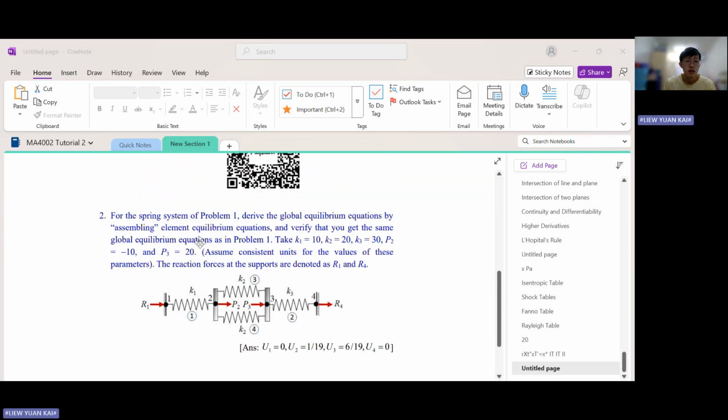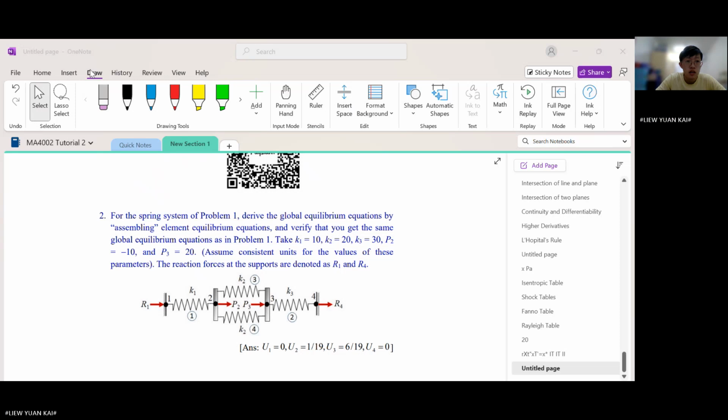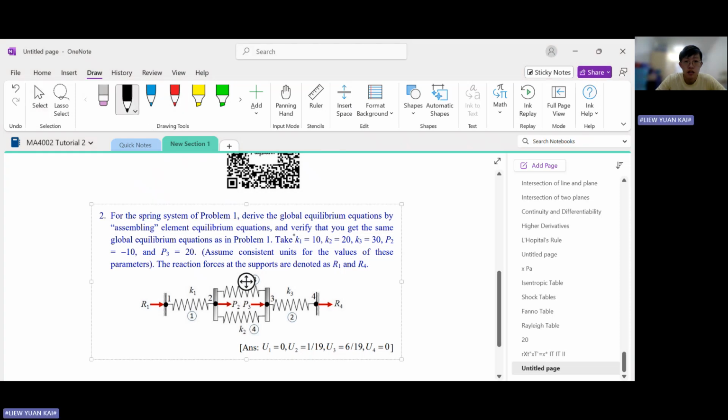So let's read the problem. For the spring system in problem 1, derive the global equilibrium equation by assembling the element equilibrium equations and verify that you get the same equilibrium equations in problem 1. Okay, so we're given these spring constants and the loading P2 is -10, P3 is 20. Assume consistent units for these parameters. Okay, the reaction forces at 1 and 4 are R1 and R4 respectively.